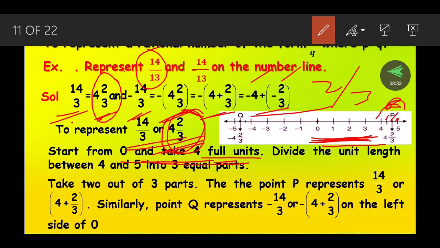In the same way, if you want to represent minus 14 by 3, same process we will follow on the left side. Up to minus 4, we have to count full parts. 0 to minus 4, full parts we have to count. Between minus 4 and minus 5, we have to make 3 equal parts, and second part is named as Q. So that stands for minus 14 by 3. So in this way, we can represent rational numbers on the number line.